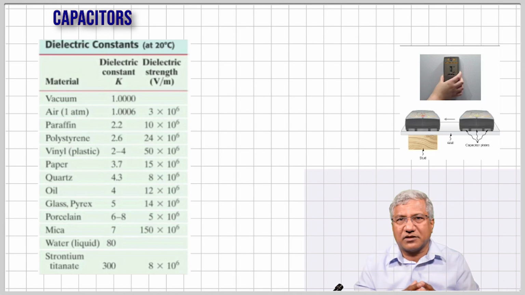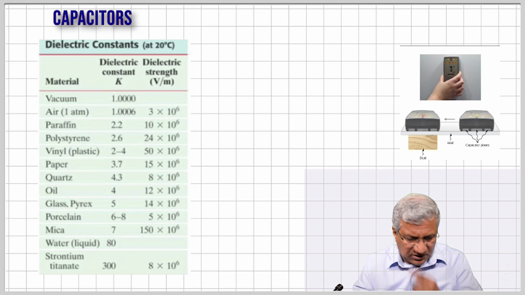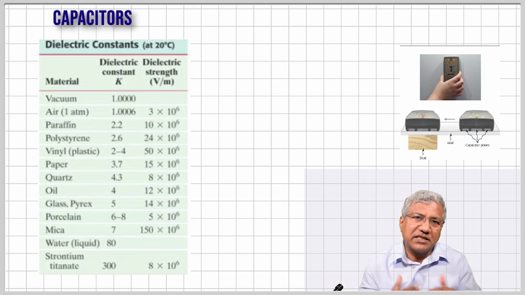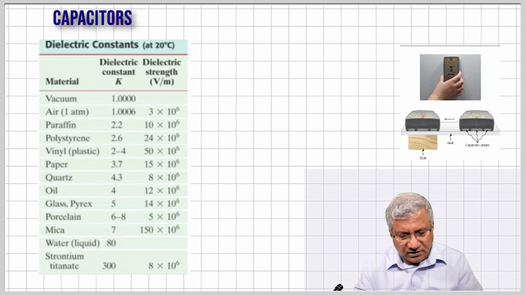And we're going to look at this in detail, but just remember that for mica, as you can see, the dielectric strength is 150 times 10 to the power 6. 150 times 10 to the power 6 volt per meter. So you see, it did not only increase the capacitance, it also gives it a much higher dielectric strength. So that's why we use dielectrics in capacitors. All right.